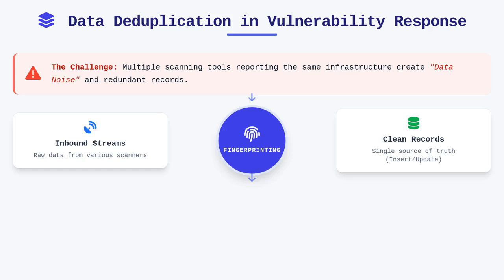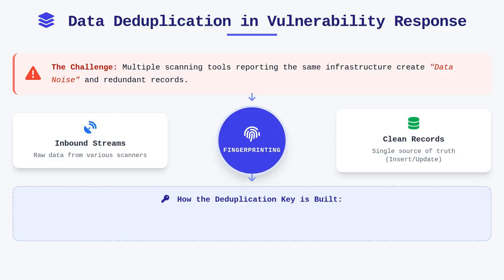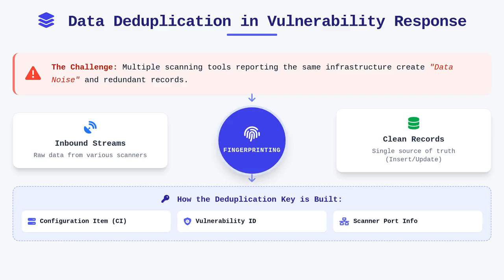We achieve this by defining deduplication keys that act as a fingerprint for a unique issue. By leveraging hash creation criteria, we can transform metadata, such as the configuration item reference, the vulnerability ID, and the scanner-provided port information into a consistent value. This constant value is what the platform uses to perform lookup operations before deciding whether to perform an insert or an update.